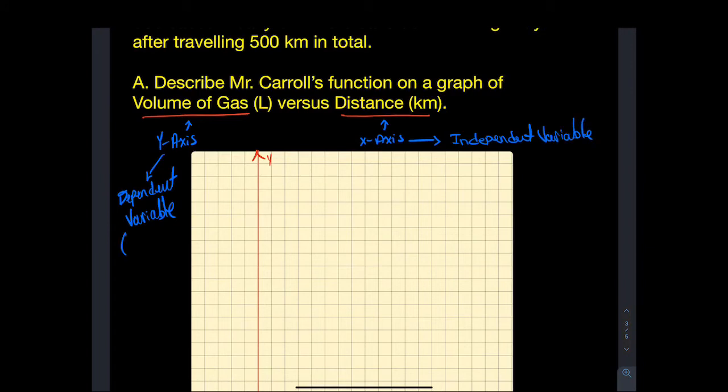So dependent variables are usually things like distance, cash, etc. And independent variables are things like time. Time is a big one. Sorry, not distance. Volume, time, distance, etc.